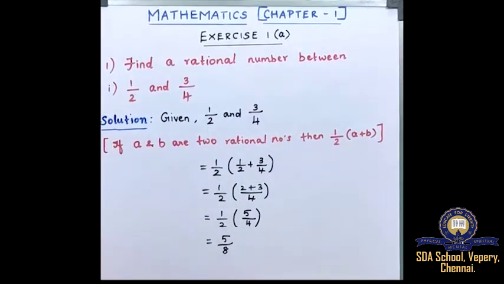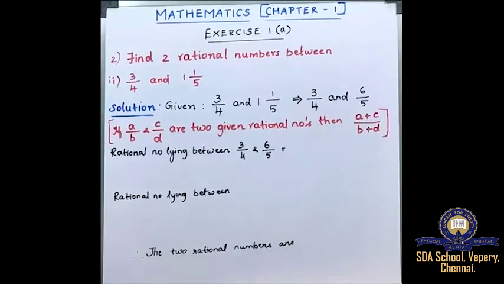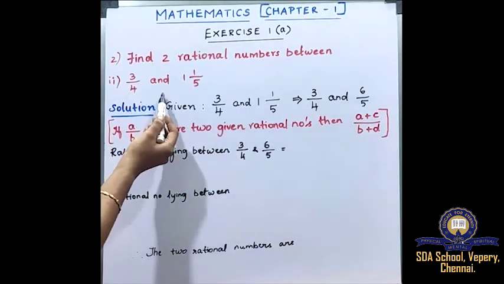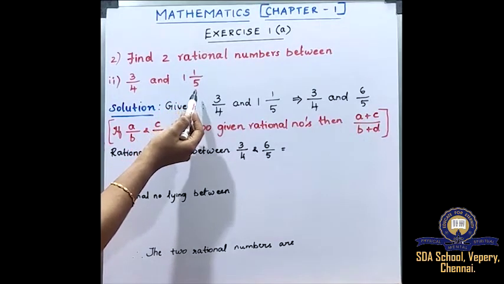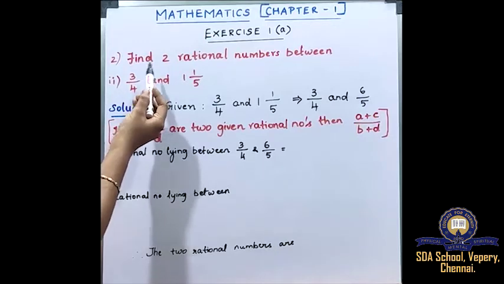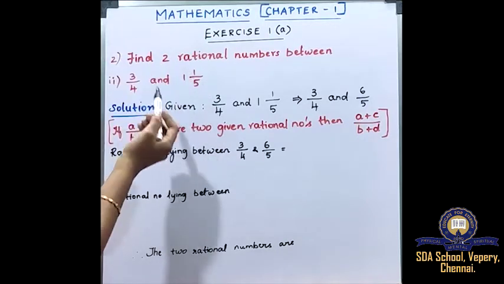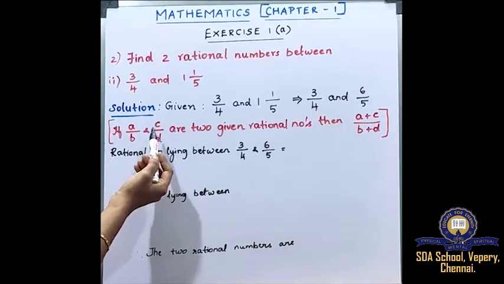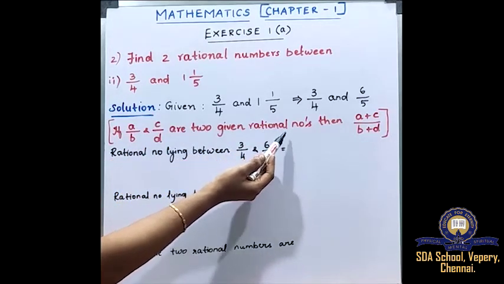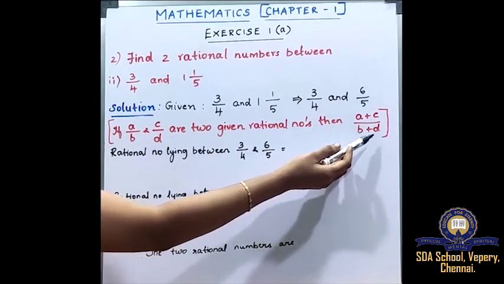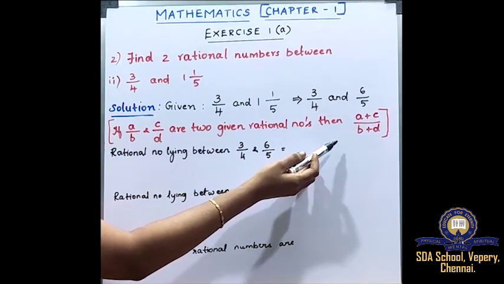Okay. So the second sum is, find two rational numbers between 3 by 4 and 1 into 1 by 5. So in the previous sum, we found only one rational number, right? So in this sum, they are asking us to find two rational numbers. So here, the given condition is, if A by B and C by D are two given rational numbers, then A plus C by B plus D. So using this condition, we are going to find out two rational numbers.